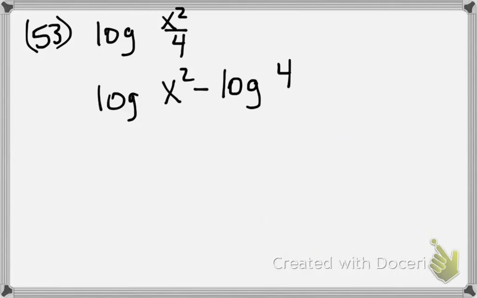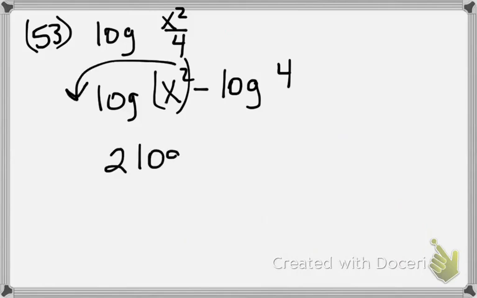Okay, so again, it seems like I'm done, but I'm not quite finished because this is x squared. And anytime you have a power, the power can be moved to the front. So this becomes 2 log x minus log 4. And if the base number doesn't bother you, then you can always just write it back in there next to the bottom of the log. Alright, one more to expand.